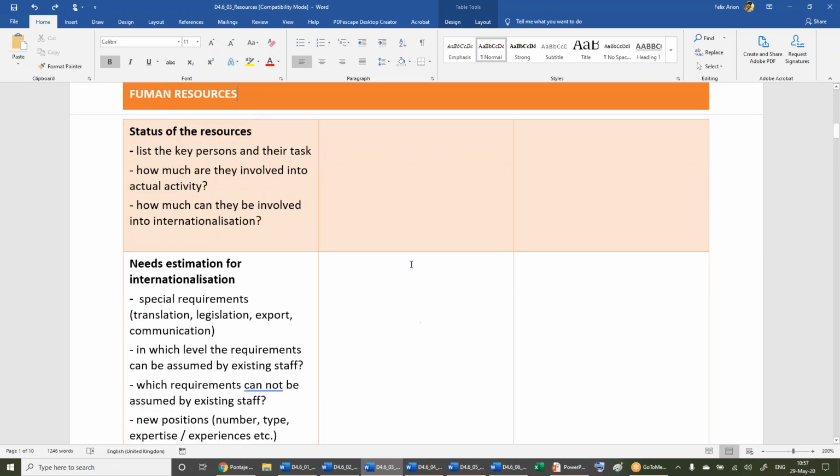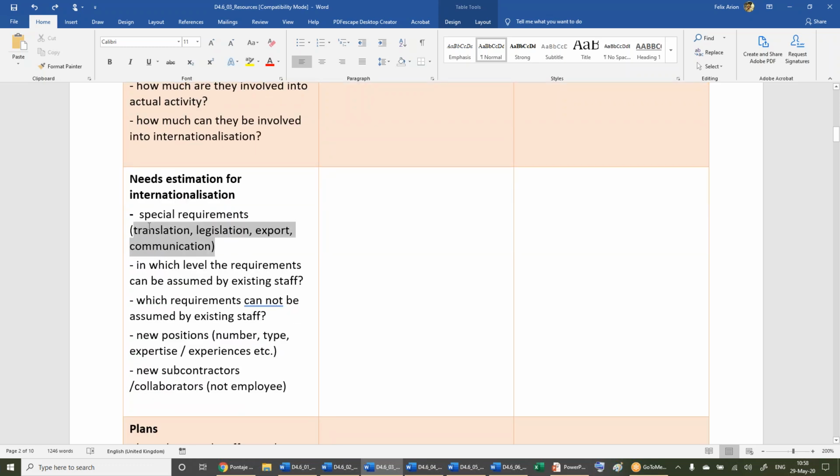And we have human resources. And you are looking at these human resources. We just see those human resources, how they are at the moment, what kind we'll need from a development, from an international point of view. I mean, if you want to go for a specific other market, do you need somebody who is speaking that language? Do you need somebody who understands the specificities, for instance, the legislation, the export, the communication? Those new or additional requirements can be done by your company's staff, or you have to hire.